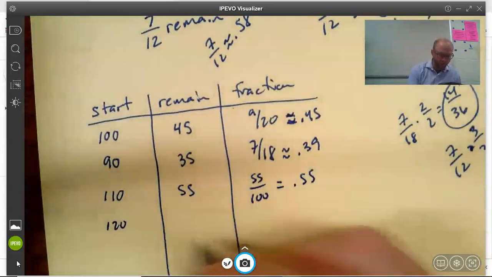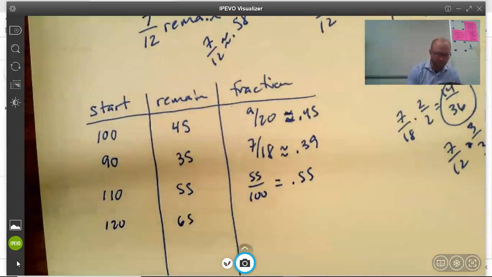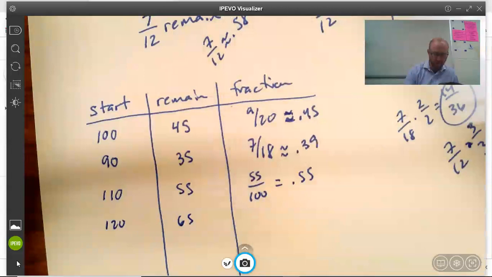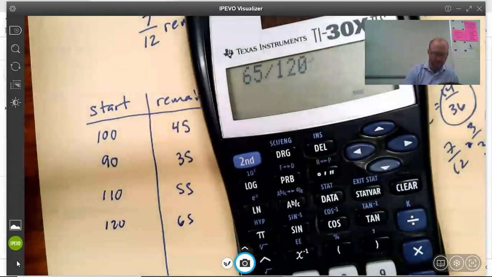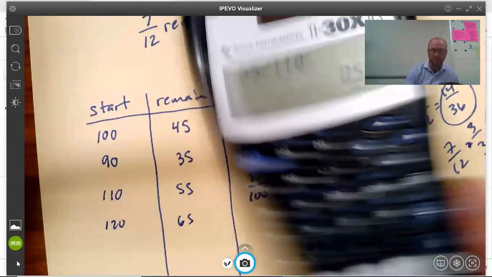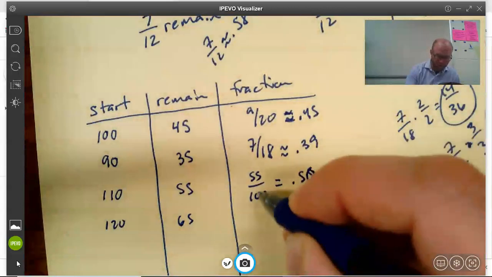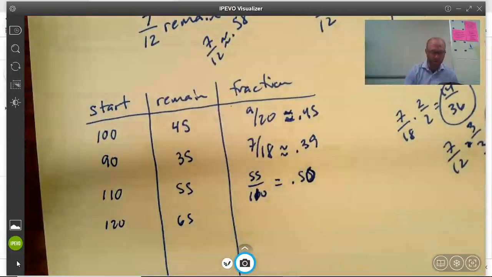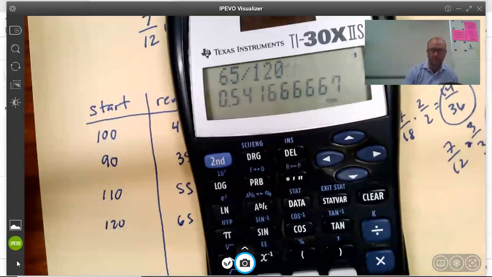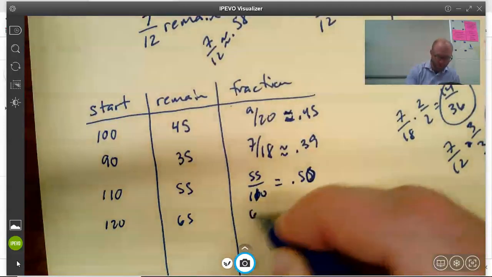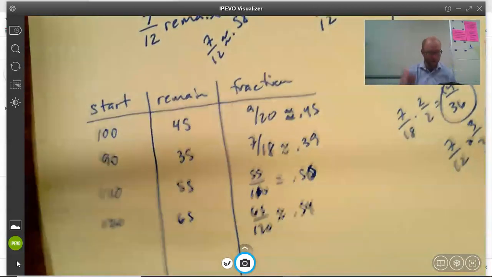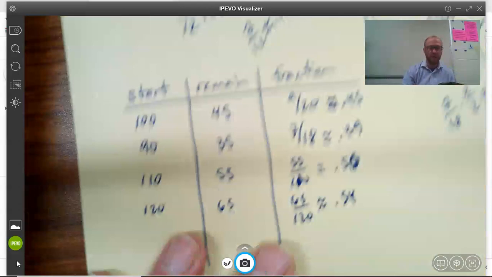Let's try 120. Take away 55, leaves us with 65. Oh, wait a minute. That should be 55 out of 110, which is just 0.5. Okay, there we go. So we're getting closer still. 65 out of 120 is approximately 0.54. So we're getting closer. Let's try 130 next.